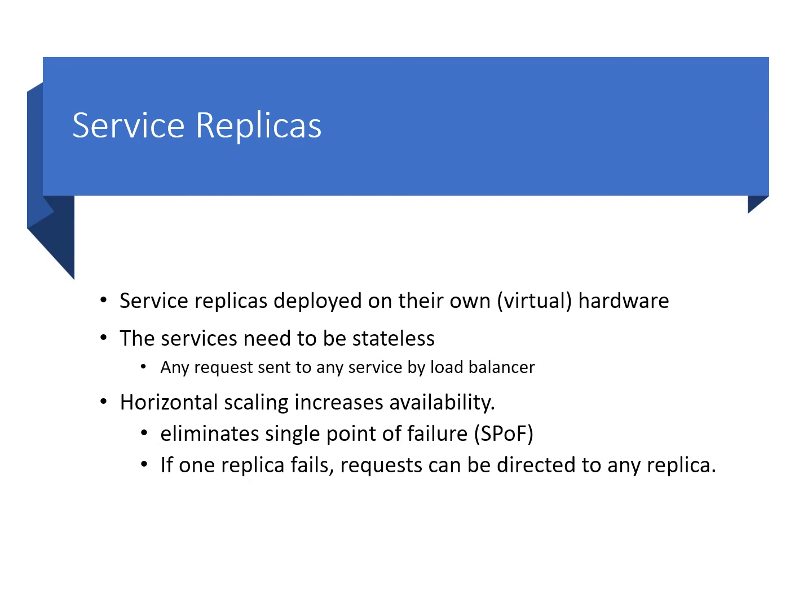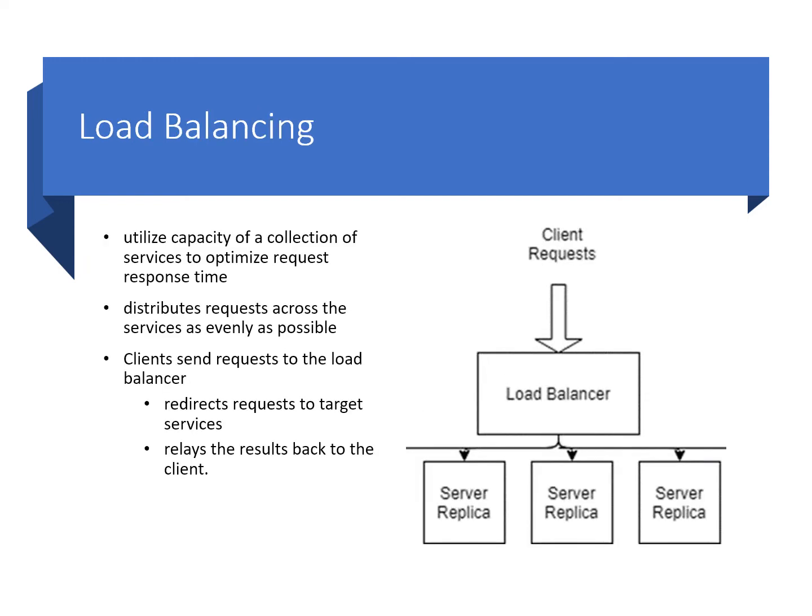The ability to scale is crucial, but if a system is unavailable, then even the most scalable system ever built is somewhat ineffective. So load balancing aims to effectively utilize the capacity of a collection of services to optimize the response time for each request. This is achieved by distributing requests across available services to ideally utilize the collective service capacity. The objective is to avoid overloading some services while underutilizing others.